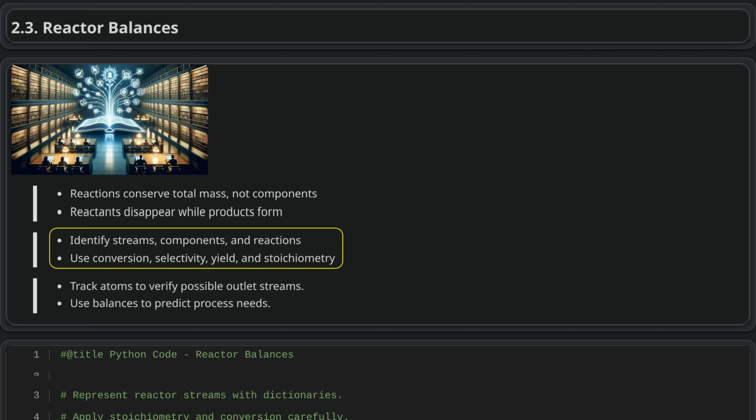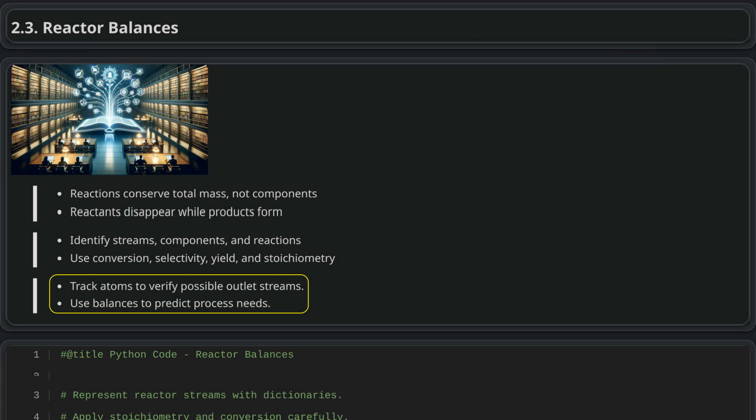Begin a reactor balance by identifying the inlet and outlet streams and the chemical species present. Because real reactors may include incomplete conversion, excess reactants, inert materials, side reactions, or recycling, the outlet composition can be more complex than the main reaction suggests. For example, methane combustion mainly produces carbon dioxide and water, while nitrogen remains mostly unchanged. But unburned methane or carbon monoxide may also appear. Key ideas for analyzing these systems are stoichiometry, conversion, selectivity, and yield.